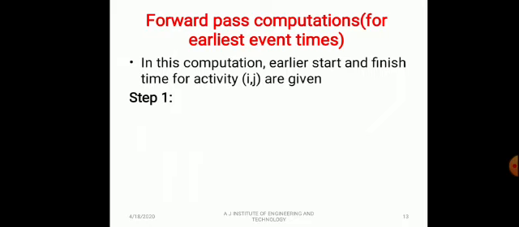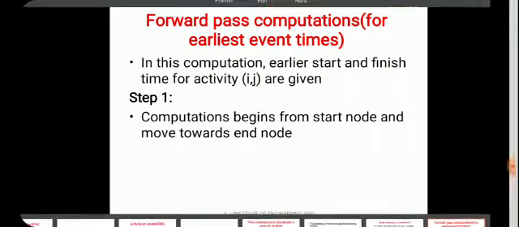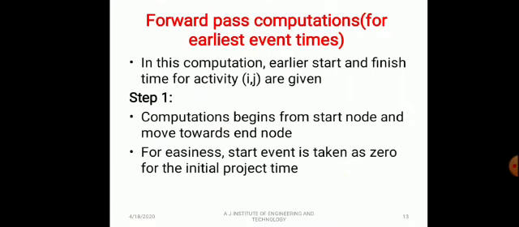Forward pass computations for earliest event times. In this computation, the earliest start and finish times for activity IJ are given. Computations begin from the start node and move towards the end node. Step 1: for easiness, the start event is taken as 0 for the initial project time.